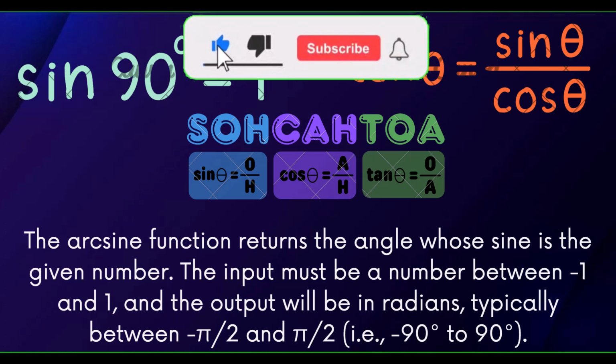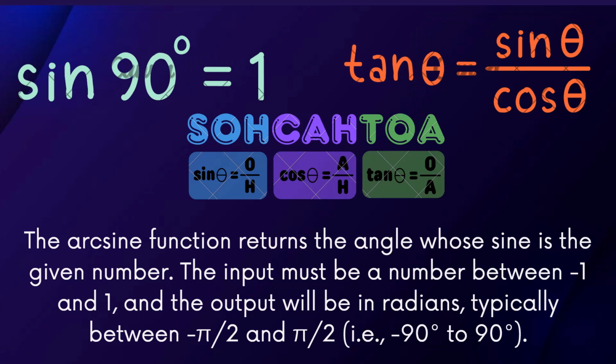You can also say the arc sine function returns the angle whose sine is the given number. The input must be a number between -1 and 1 and the output will be in radians, typically between -pi by 2 and pi by 2. That is -90 degrees and 90 degrees.